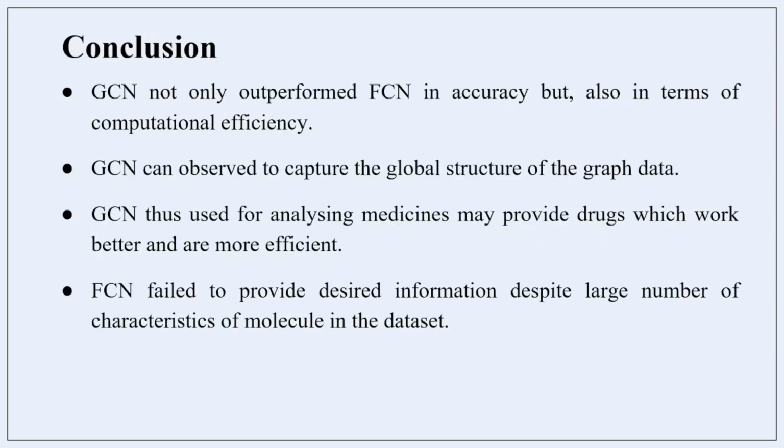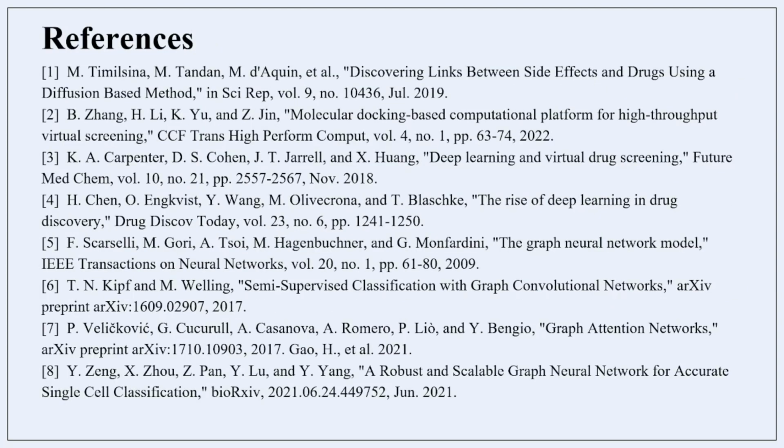Moving on to the conclusion. Despite high computations and characteristics of the molecule being fed into the FCN for training, it fails to provide the desired information. GCN was also found to be more computationally efficient than the FCN. Since the entire molecule is analyzed by the GCN, they prove to be more efficient for analyzing medicine. It can also help to automate the process of drug analysis and generation. Here are our references. Thank you.